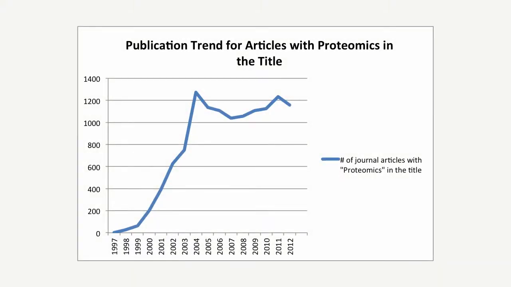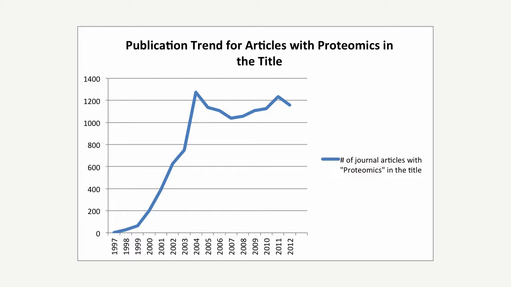Imagine that you need to find articles that have the word proteomics in the title, and then graph the number of articles published each year from the first year through the end of the last year. You would end up with a graph like this. This video will provide the tools necessary to complete this task using Web of Science.